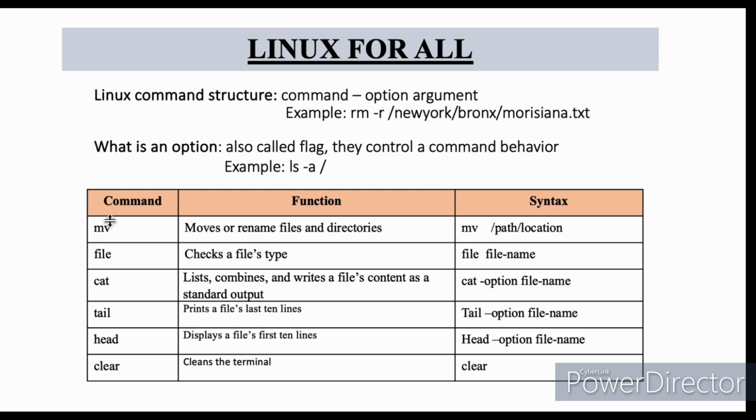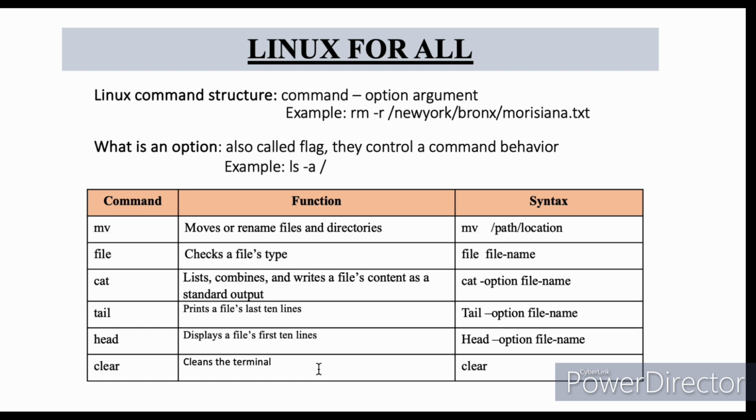We will see mv, which moves or renames a file or directory; file, which checks a file's type; cat, which lists, combines, and also writes a file's content as standard output; tail, which prints the last 10 lines; head, which displays the file's first 10 lines; and I will give a little explanation about clear, which cleans the terminal.